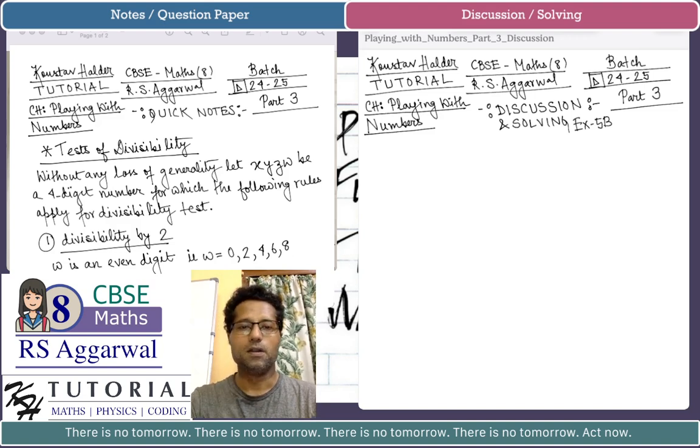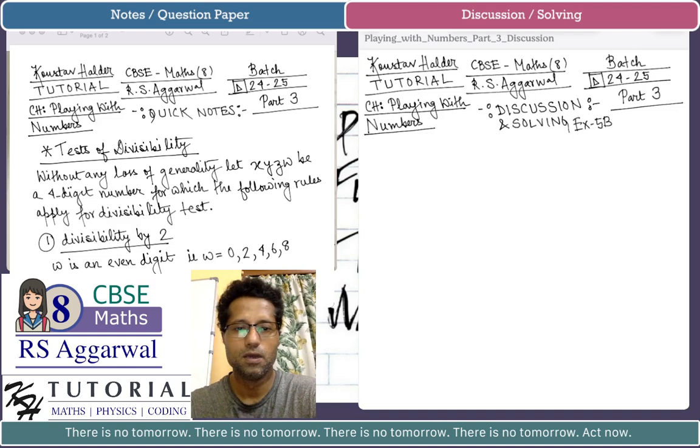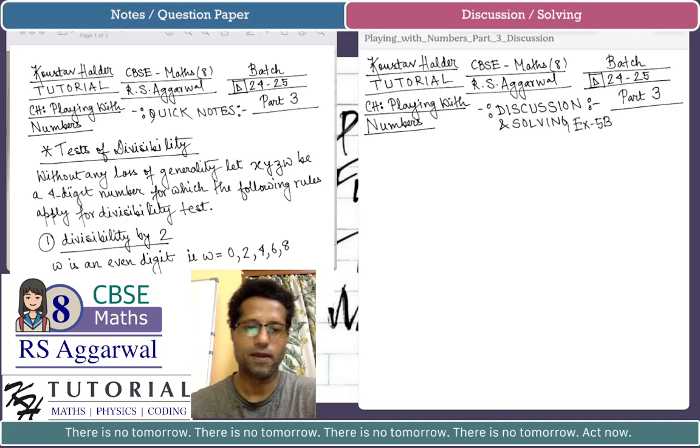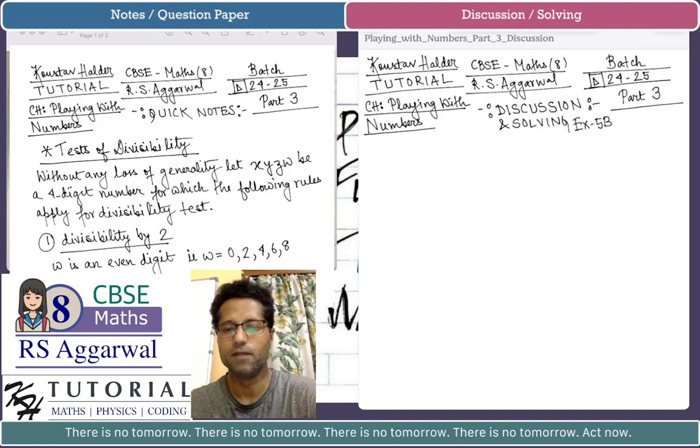Okay. Now, tests of divisibility is about checking whether a given number is divisible by the digits 2, 3, 4, 5, 6, 7, 8, 9, and the numbers 10 and 11. So we will check the divisibility by the numbers 2 to 11 of a given number.